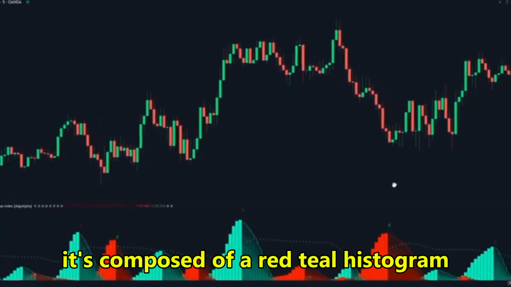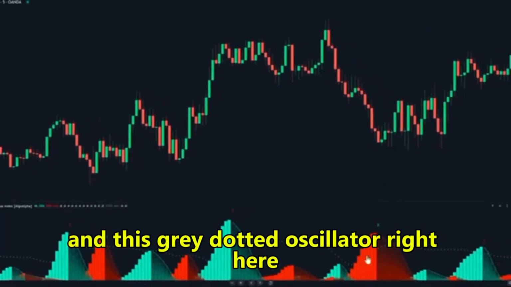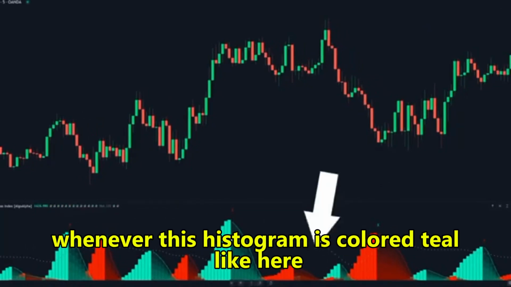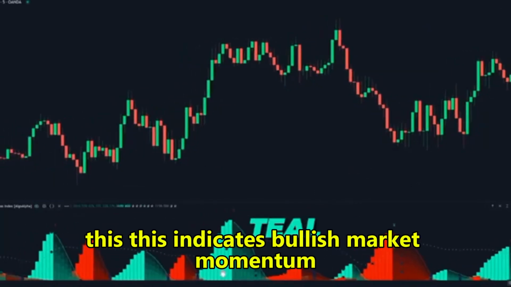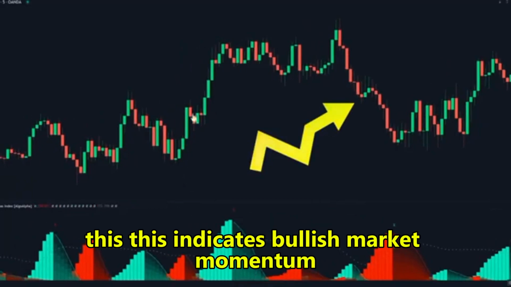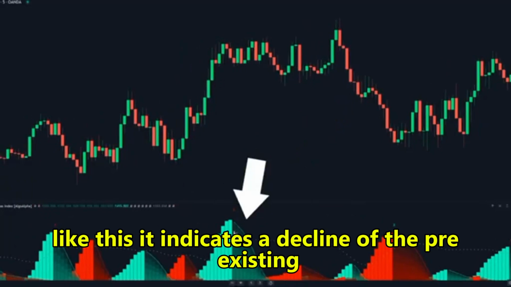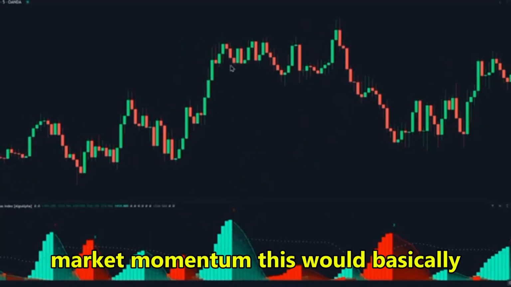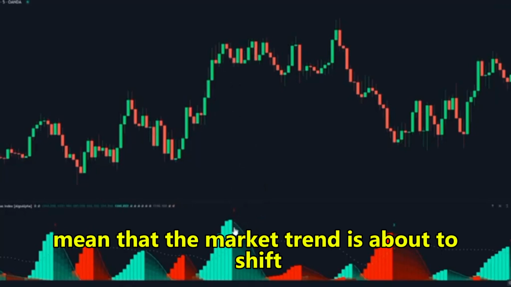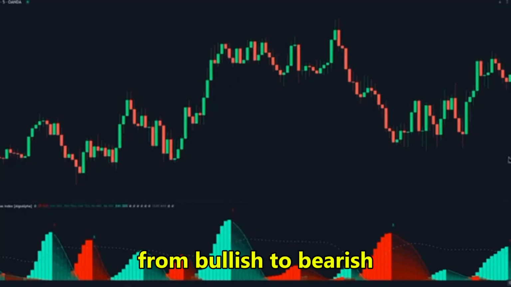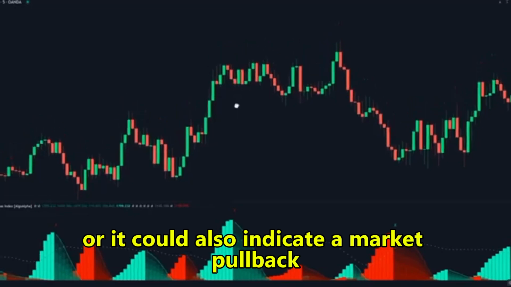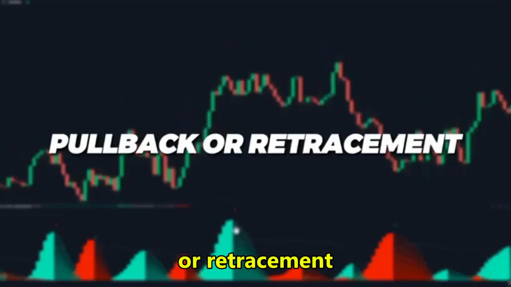So this is our indicator. As you can see, it's composed of a red and teal histogram and this gray dotted oscillator right here. Whenever this histogram is colored teal like here, this indicates bullish market momentum. If it changes its color to a darker shade of teal like this, it indicates a decline of the pre-existing market momentum. This would basically mean that the market trend is about to shift from bullish to bearish, or it could also indicate a market pullback or retracement.